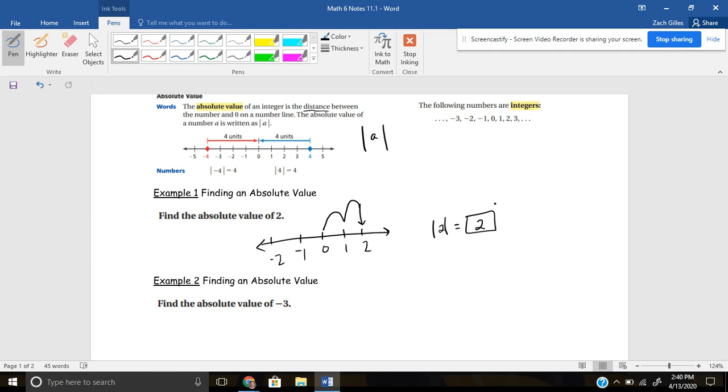Same with the second example, the absolute value of -3. This is one way that you might see it written. You might also see it written like this. Find the absolute value of -3 with those two lines. Well, that just means on a number line, how far away is -3 from 0? Well, it's 1, 2, 3 away from 0. So 3 would be our answer.